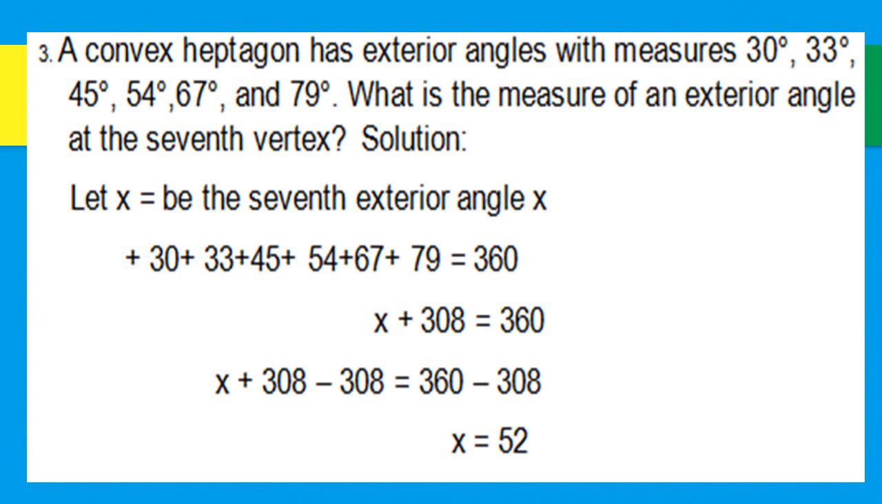After that, we are going to apply the subtraction property of equality. We have x plus 308 minus 308 is equal to 360 minus 308. After that, we are going to simplify: 308 minus 308 is 0, and 360 minus 308, we have 52. So therefore, the 7th exterior angle of the heptagon is 52 degrees.